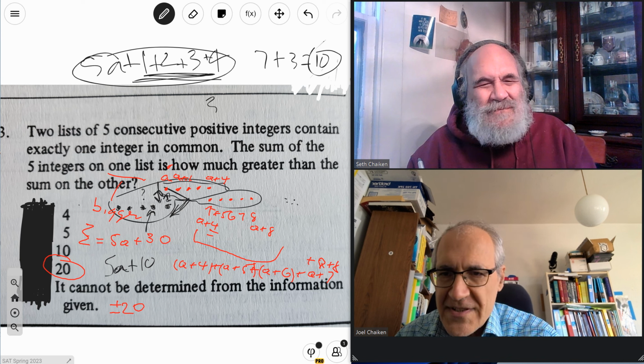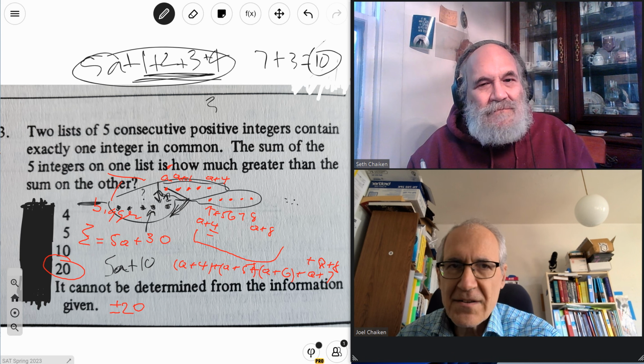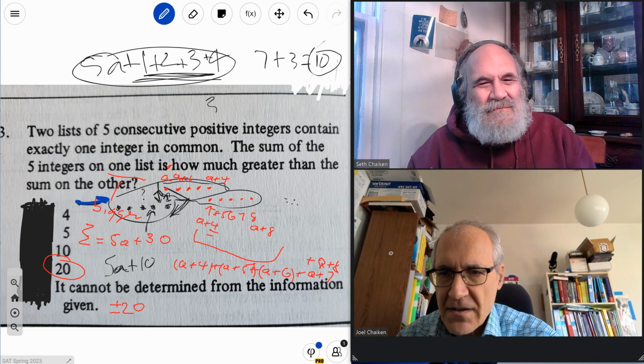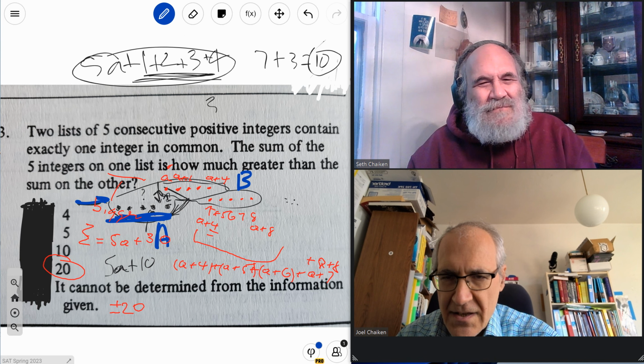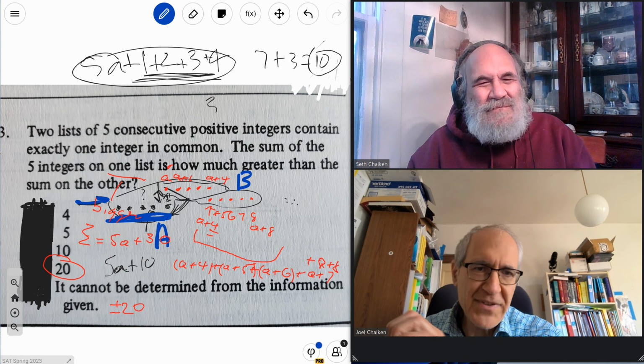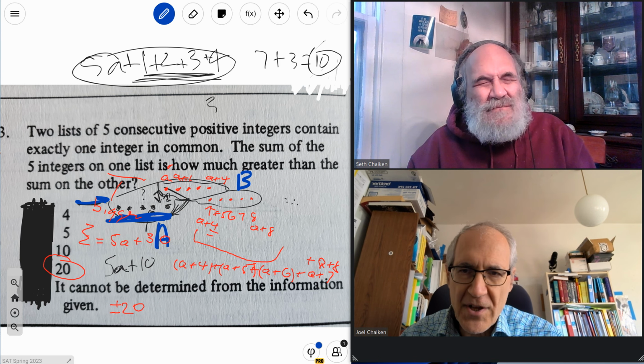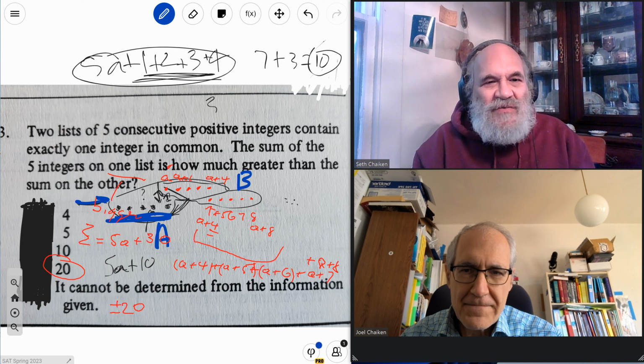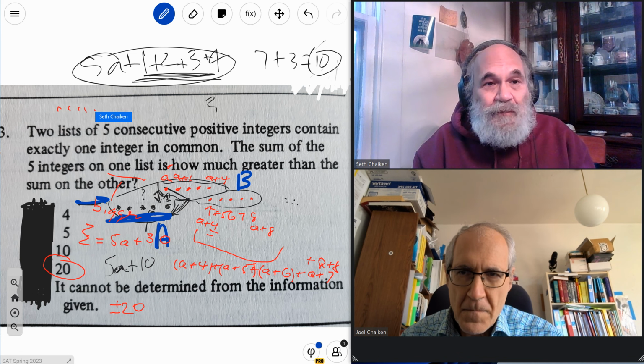Right, because you can always start in this direction, right? So you have a list A. You have a list B. List B is always going to be 20 greater than list A, and then you just keep plowing through the number line. No, list B is always 20 greater than list A. So here's list A, and here's list B.